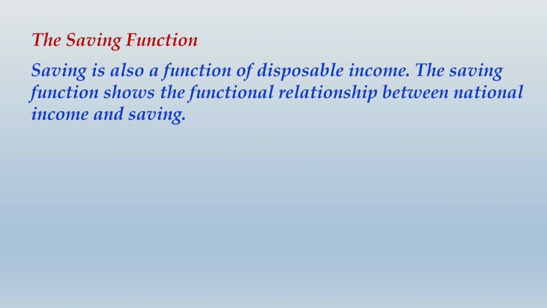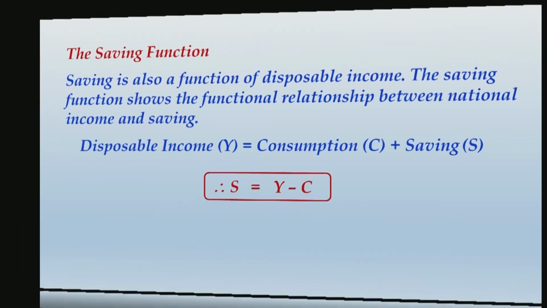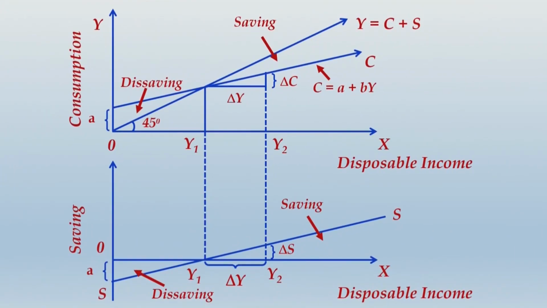The saving function shows the functional relationship between national income and savings. Disposable income equals to consumption plus savings. So we can write the function of savings as income minus consumption. Let us graphically understand this whole thing. Now this is a combined consumption and saving function. Can you notice on top it is consumption function and at the bottom it is savings function.